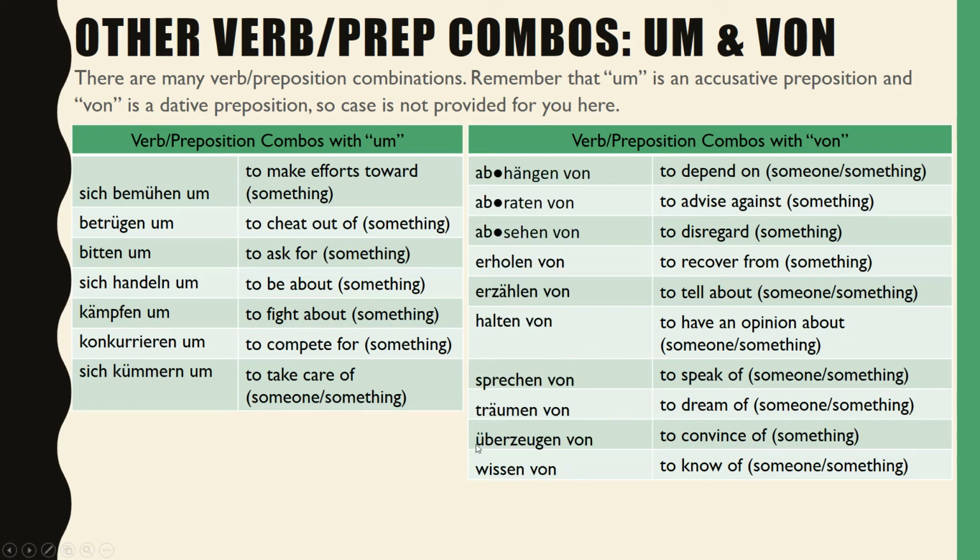Combinations for von include abhängen von, to depend on, abraten von, to advise against, absehen von, to disregard, erholen von, to recover from, erzählen von, to tell about, halten von, to have an opinion about, sprechen von, to speak of, träumen von, to dream of, überzeugen von, to convince of, wissen von, to know of.